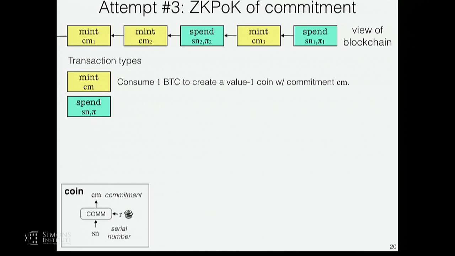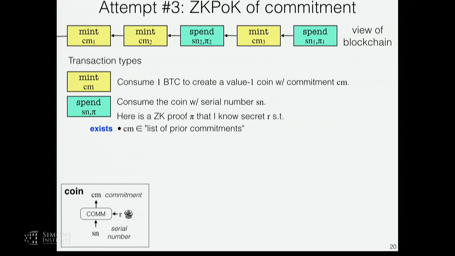I'm going to produce a proof that is zero knowledge that attests to two things. First, there exists a commitment in the list of prior commitments that corresponds to the serial number that I'm revealing right now. Okay, so I'm saying here's a proof, and here's the serial number, and I'm proving to you in zero knowledge that I know some commitment that is in the list of all commitments that have appeared so far, and one of them, I'm not telling you which one, is such that I can put in some random string and I will get that commitment for the serial number that I'm revealing. Okay? It's some sort of set membership.